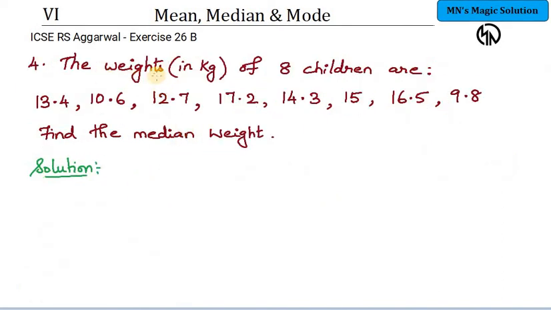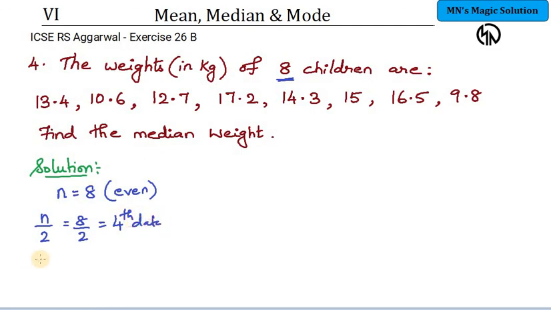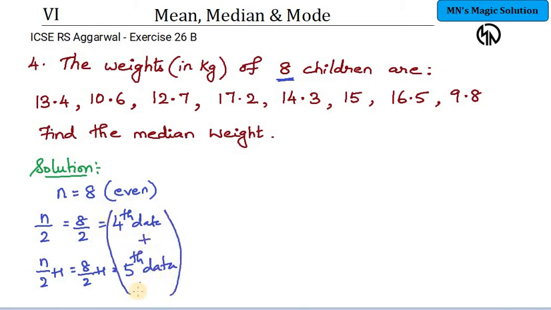Question number 4. The weights in kg of 8 children are given. See here, n is equal to 8. It is an even number. So what is it that you have to find? You have to find n by 2, which is 8 by 2, or the fourth data. And also you have to find the next data, n by 2 plus 1, that is 8 by 2 plus 1, that is 4 plus 1, which is the fifth data. And these two data you have to add and divide by 2. That is, find the average in order to get your median value.